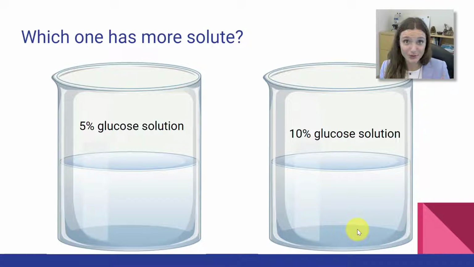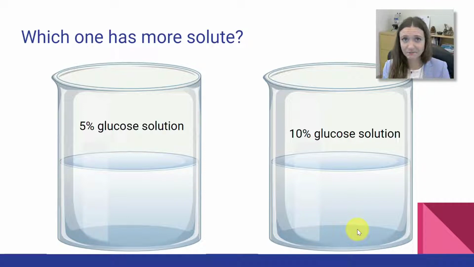So we have two different concentrations of solutions here. A 5% glucose solution and a 10% glucose solution. Which one has more solute? Which solution has more glucose molecules, a higher concentration of solute molecules? Which one? 10%, right? It has 2 times the amount of glucose compared to the 5% solution. More solute in that solution over here on the right compared to the 5%.